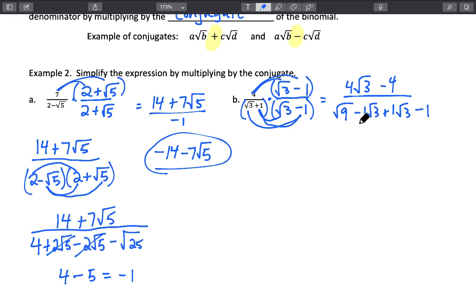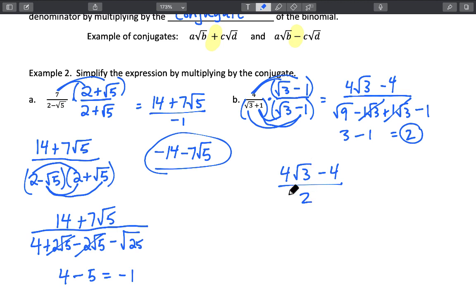All right, so once again, in your denominator, you've got these two middle terms here that add to 0. The square root of 9 is simply 3, and I have minus 1. So 3 minus 1 is equal to 2. And that's the number in my denominator. All right, so I'm going to rewrite this. I have 4 root 3 minus 4 all over 2.